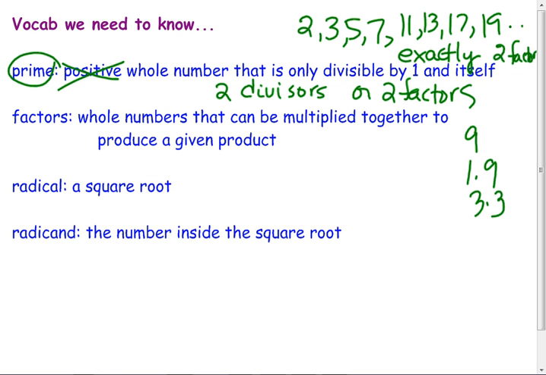Okay. TJ, you should be taking some notes. So factors are whole numbers that you multiply together to get a product. They are divisors. I'm going to use the word factor.